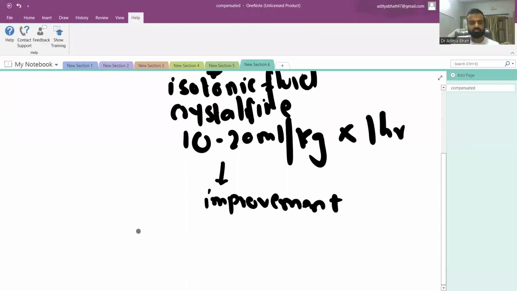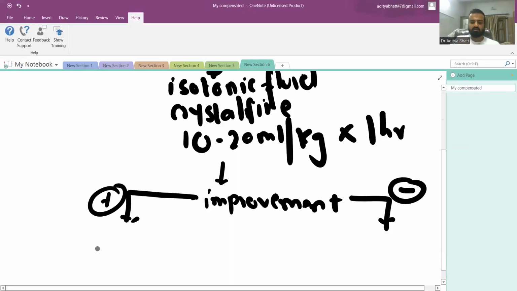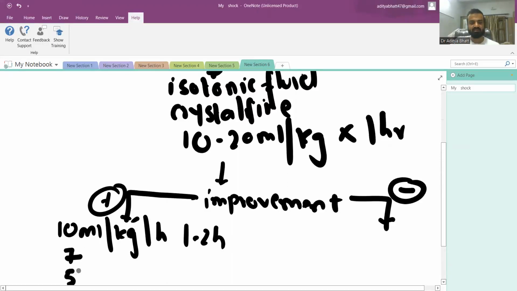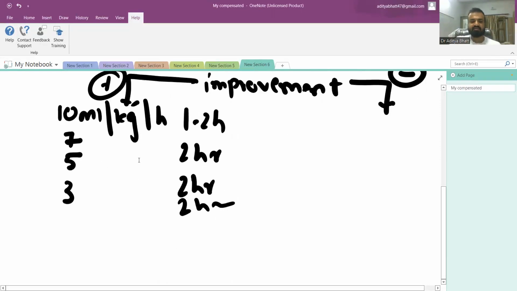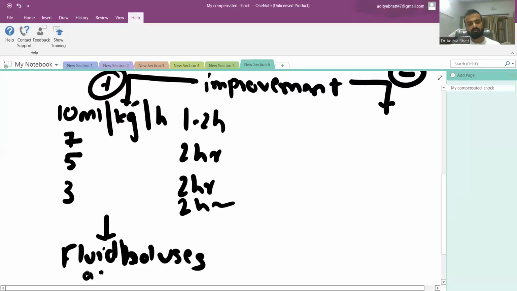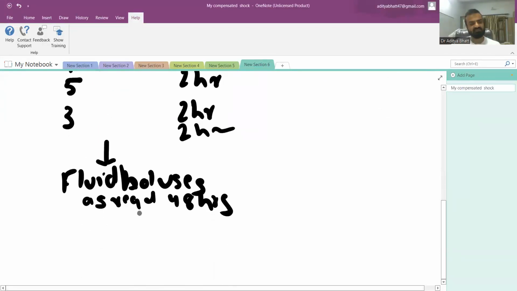Now, again, there are two situations, improvement is present and improvement is absent. So if improvement is present, what you do is you give 10 ml per kg per hour for 1 to 2 hours. Then you give 7, then you give 5, then you give 3, again for 2 hours each. And once the child stabilizes, you give fluid boluses as and when required for 48 hours. And you can stop the IV fluids at 48 hours if the child is fine.